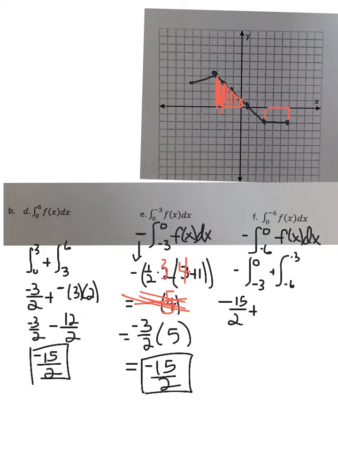Then plus, and now I'm going to find the area from, and let me do this in a different color so that we can see it. Okay, so I'm going to take the area of this space right here, and that's a trapezoid. All right, so we're going to do 1/2, the height, which is 3, and then we're going to multiply by the 2 bases, added up, which would be 3 plus 4.